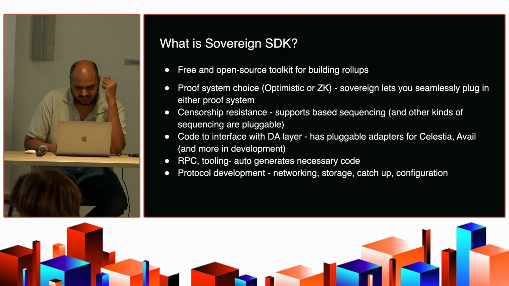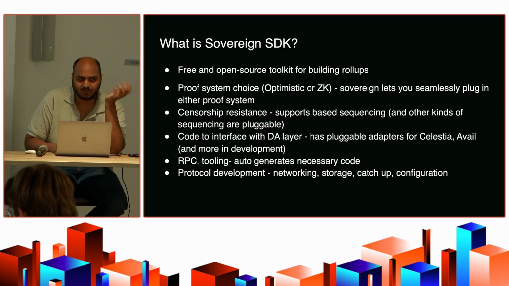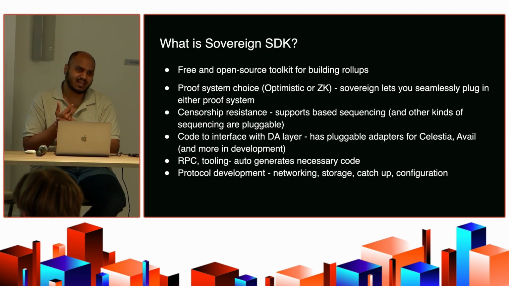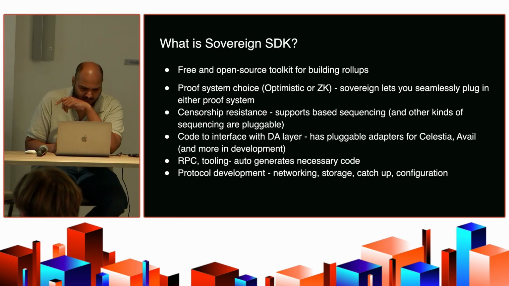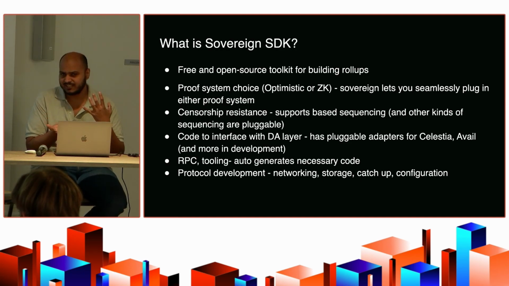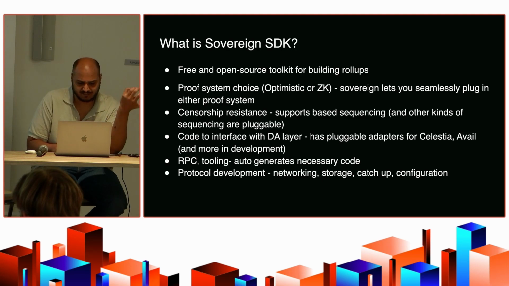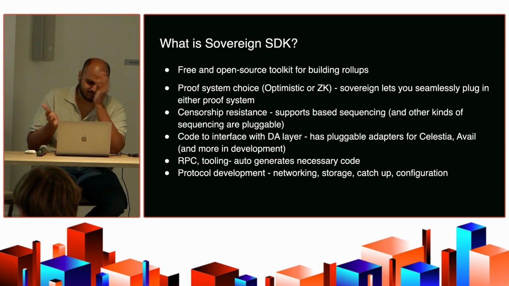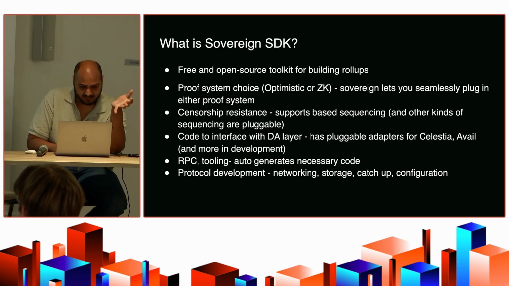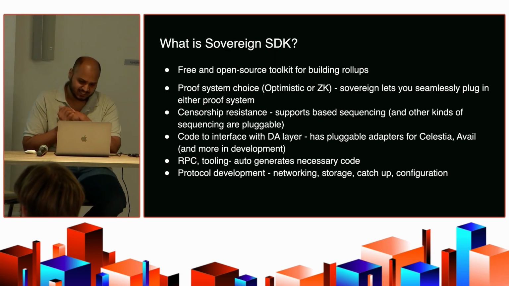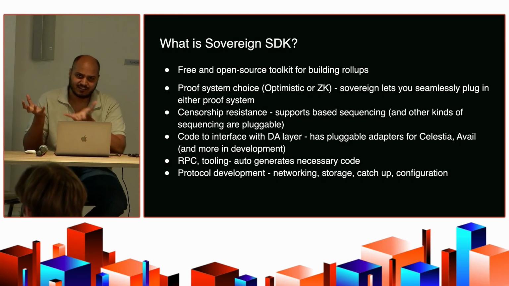And then censorship resistance: we have a single sequencer, but we also support based sequencing. Those other kinds of sequencing algorithms are also pluggable. And for the code to interface with the DA layer, there are already some built-in adapters that we provide, Celestia and Avail, and there are more DA adapters in development. We also auto-generate a lot of the tooling and other infra that you need.